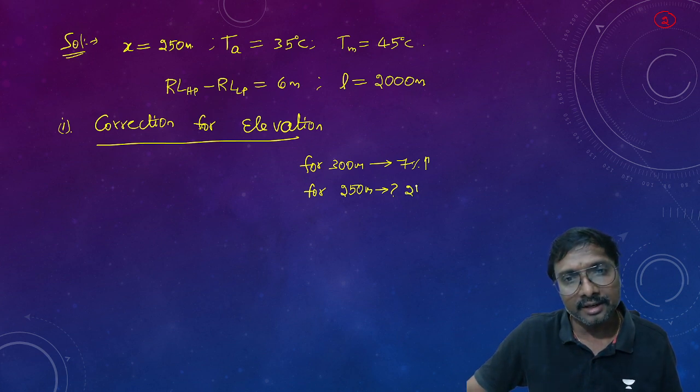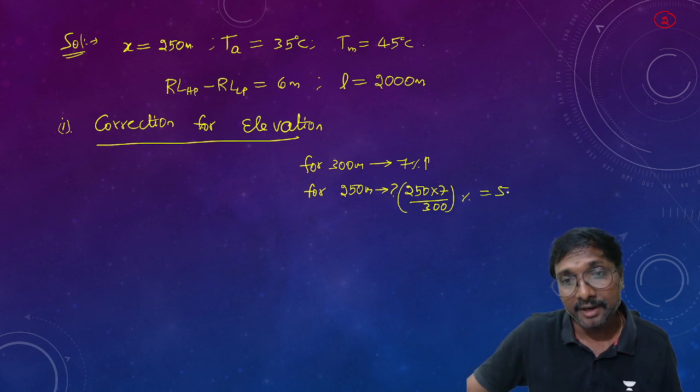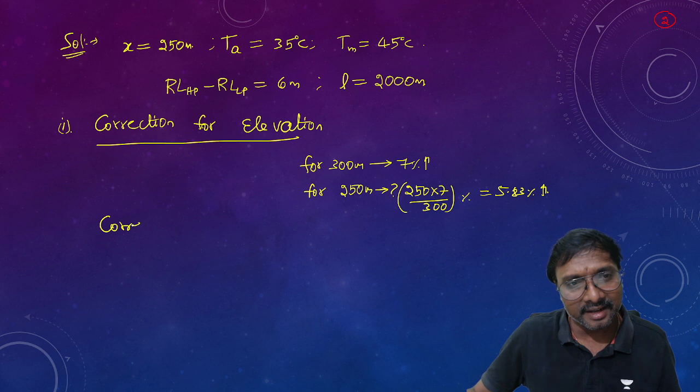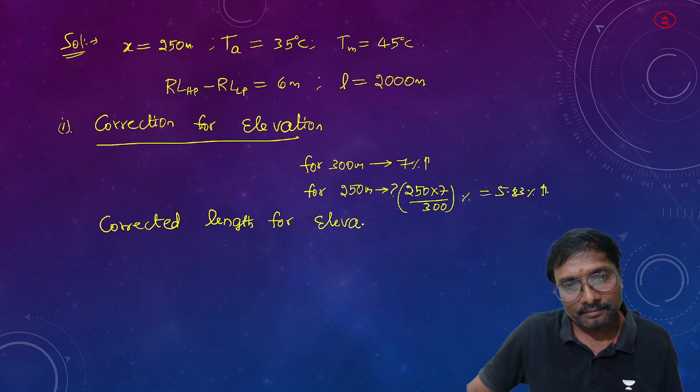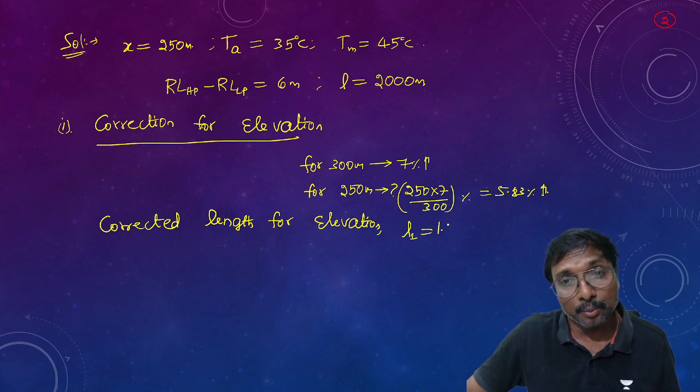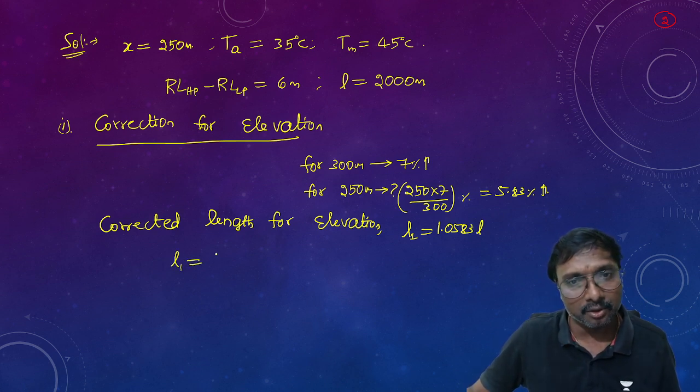For 250 meters, how much will it be? If you just calculate, that is 250 into 7 divided by 300, this much percentage value you will be getting. So what is that final value? You can get 5.83 percent increment we have to do. Therefore, what is the corrected length for elevation? The corrected length for elevation, L1, will be equal to 1.0583 times L. What is the basic length L given? That is given as 2000 meters.